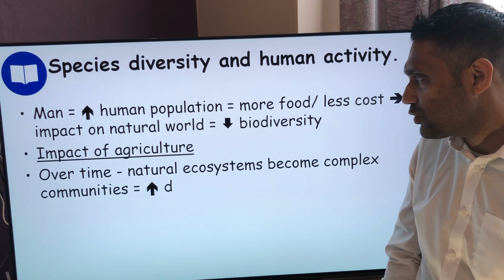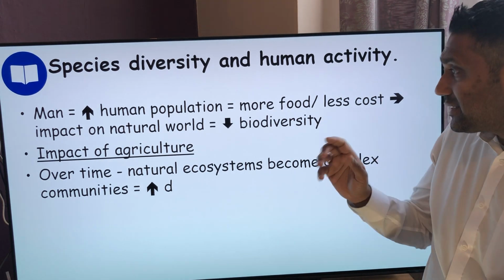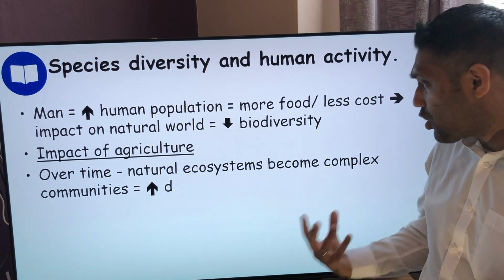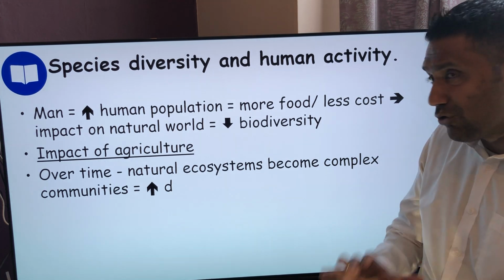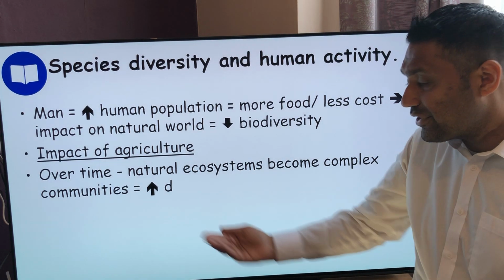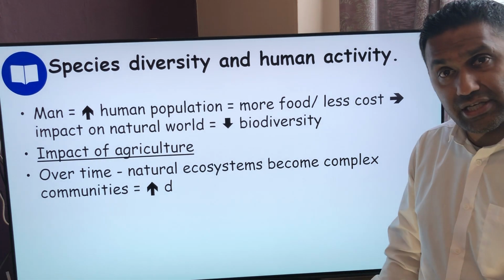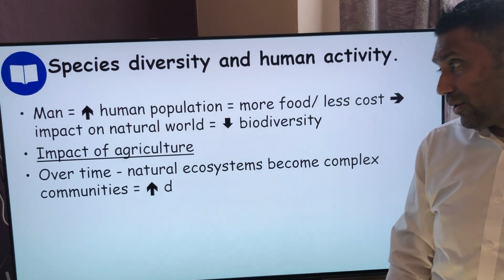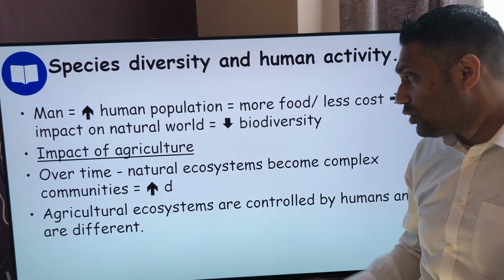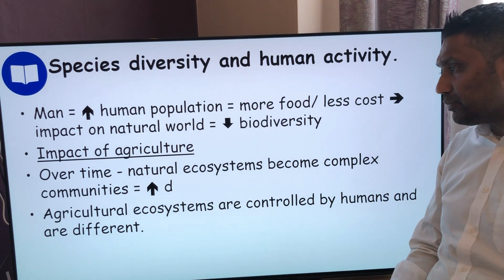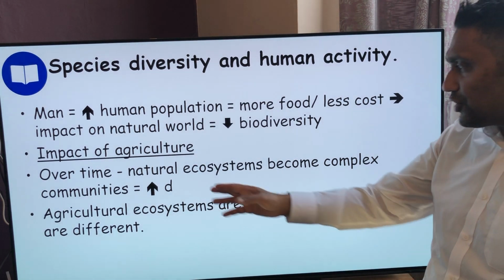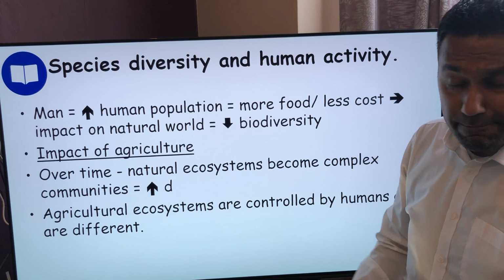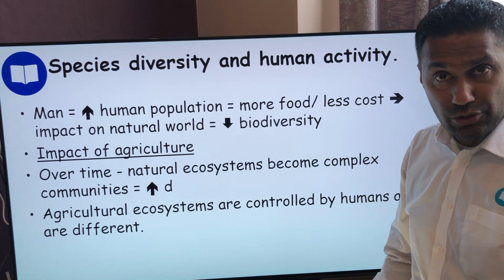What is the impact of agriculture then? Well, over time, the natural ecosystem becomes more complex communities. If you leave it alone, you increase the species diversity. But are we leaving it alone? That's the point we're trying to make here. We're not leaving it alone. Agricultural ecosystems are controlled by humans and are different to your normal complex communities, your climax communities like a meadow.